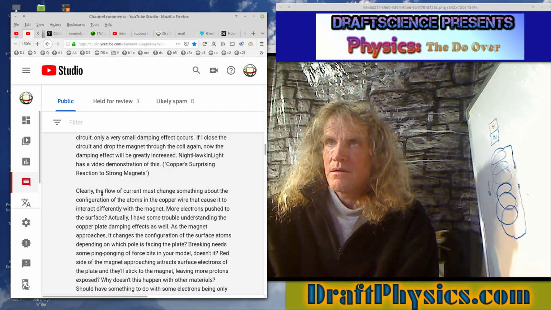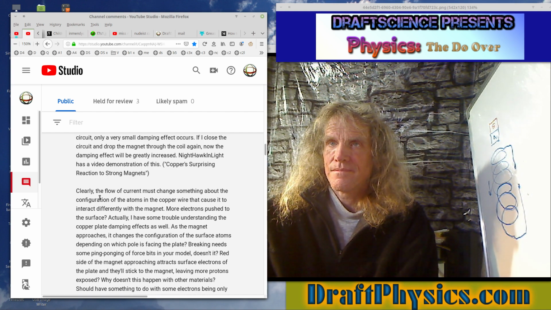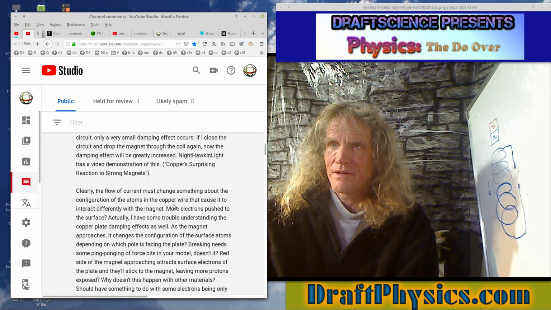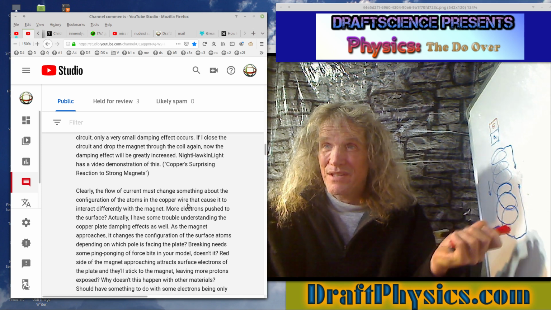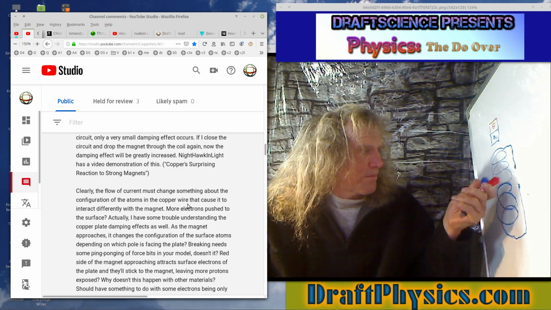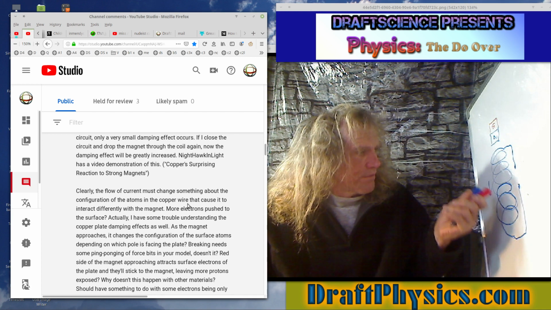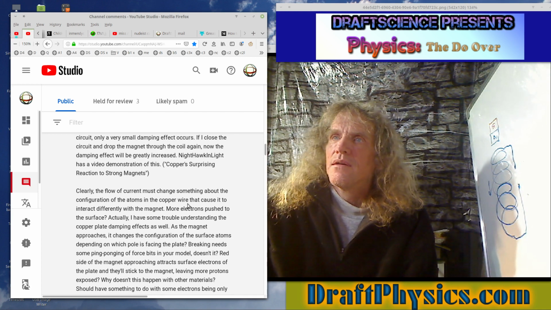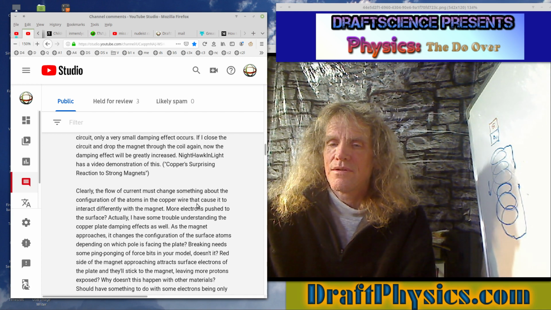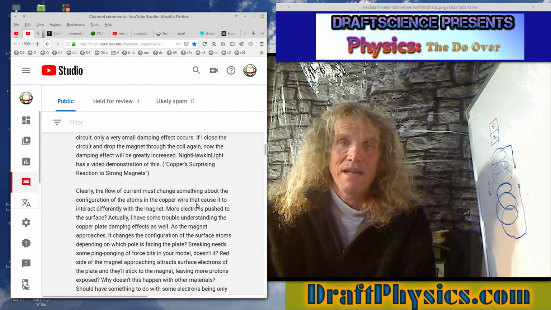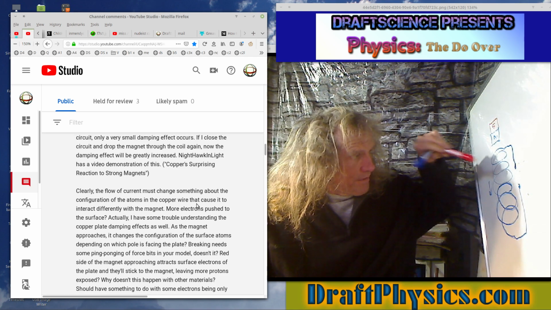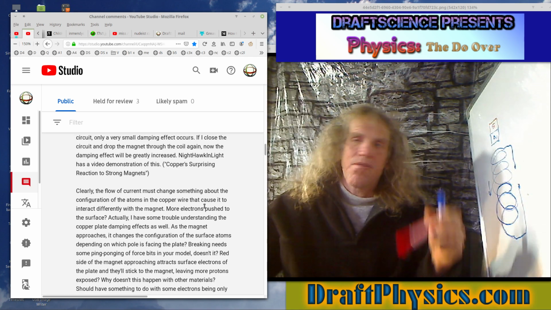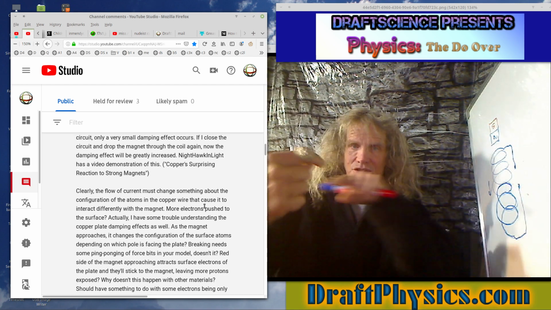Clearly, the flow of current must change something about the configuration of the atoms in the copper wire. Yes, so the idea is you're making magnets. That's what you always have to think about: how are you making magnets when current's flowing through this wire? Are they going to be oriented in the right direction? In this case, you want the little magnets to all be facing each other.